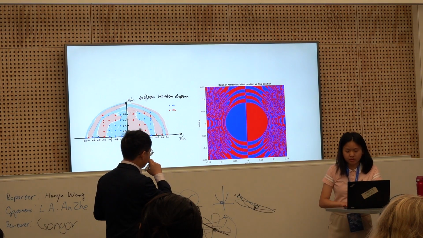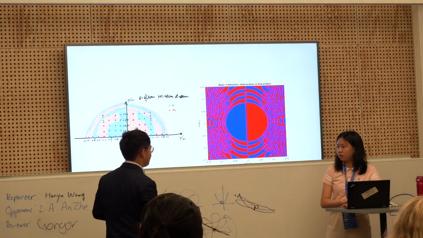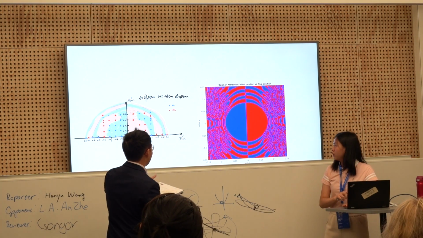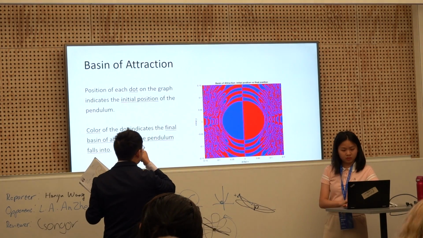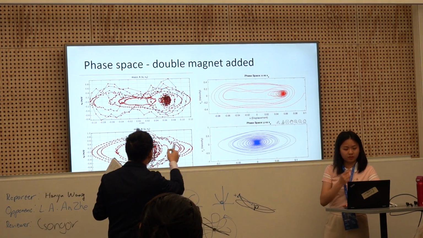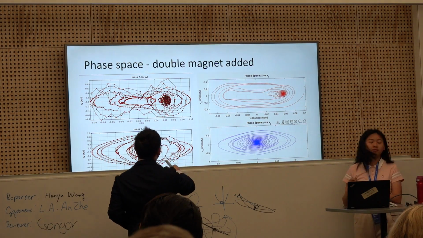You have a theoretical prediction with the double magnets case of the phase space, because I can see you have the phase space for the double magnets case. Yes. Theory. Yes, this is the phase space. Okay, so you have drawn.